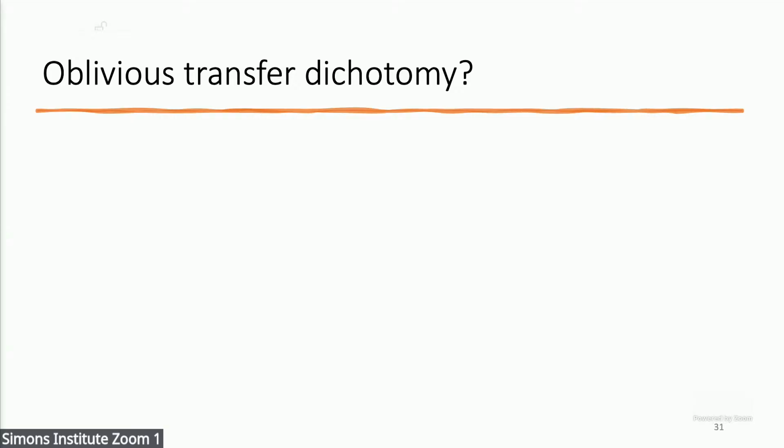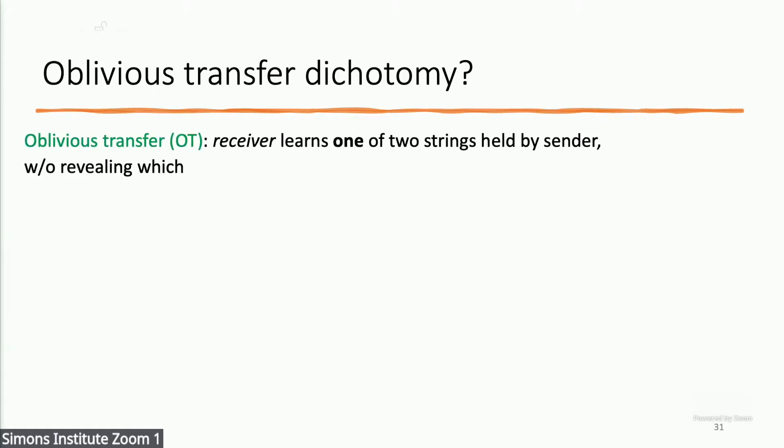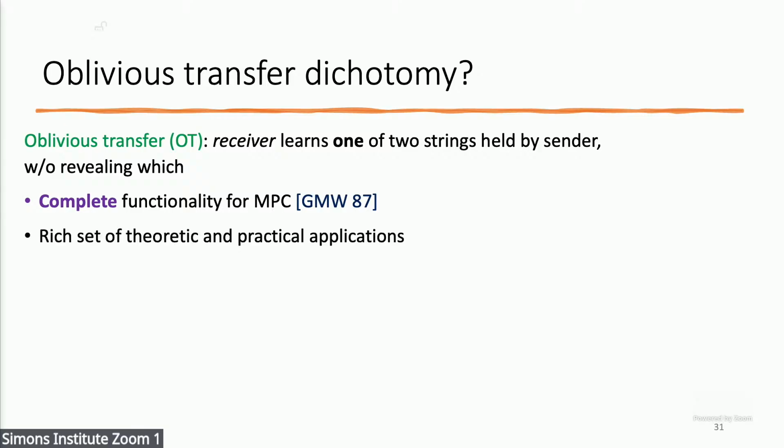A more challenging question is oblivious transfer. This is the last slide. Oblivious transfer in the quantum setting. Okay, so oblivious transfer, you all know what it is. It's a two-party protocol. The receiver learns one of the strings held by the sender, and the sender does not learn which one the receiver learned. And it's a complete functionality for MPC, and probably the most important protocol, right?